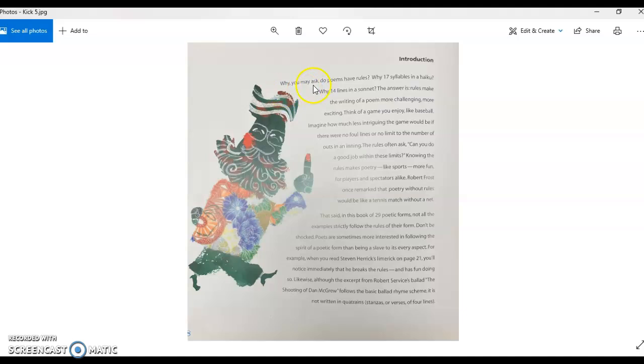In the intro, why, you may ask, do poems have rules? Why 17 syllables in a haiku? Why 14 lines in a sonnet? The answer is, rules make the writing of a poem more challenging, more exciting. Think of a game you enjoy, like baseball. Imagine how much less intriguing the game would be if there were no foul lines or no limit to the number of outs in an inning. The rules often ask, can you do a good job within these limits?